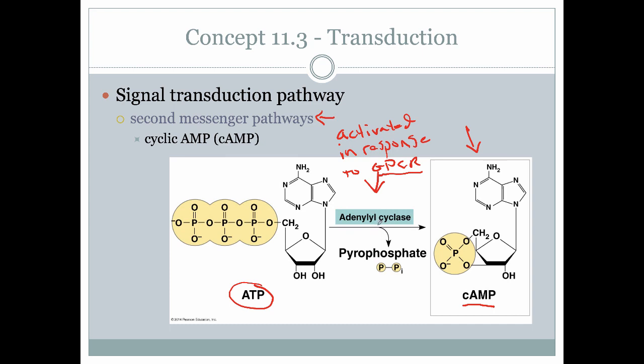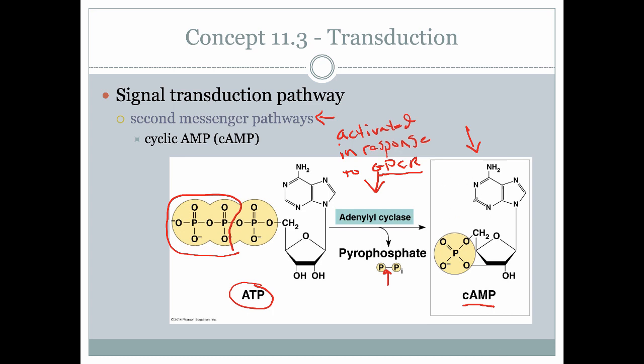And what adenylyl cyclase will do is it removes two of the phosphates from ATP. It removes these two terminal phosphates, which is why you see this PPi sitting here. And it cyclizes, or makes a cyclic form of, this nucleotide called cyclic AMP. You'll notice that this phosphate now has two ester bonds between the fifth and the third carbon of this sugar.